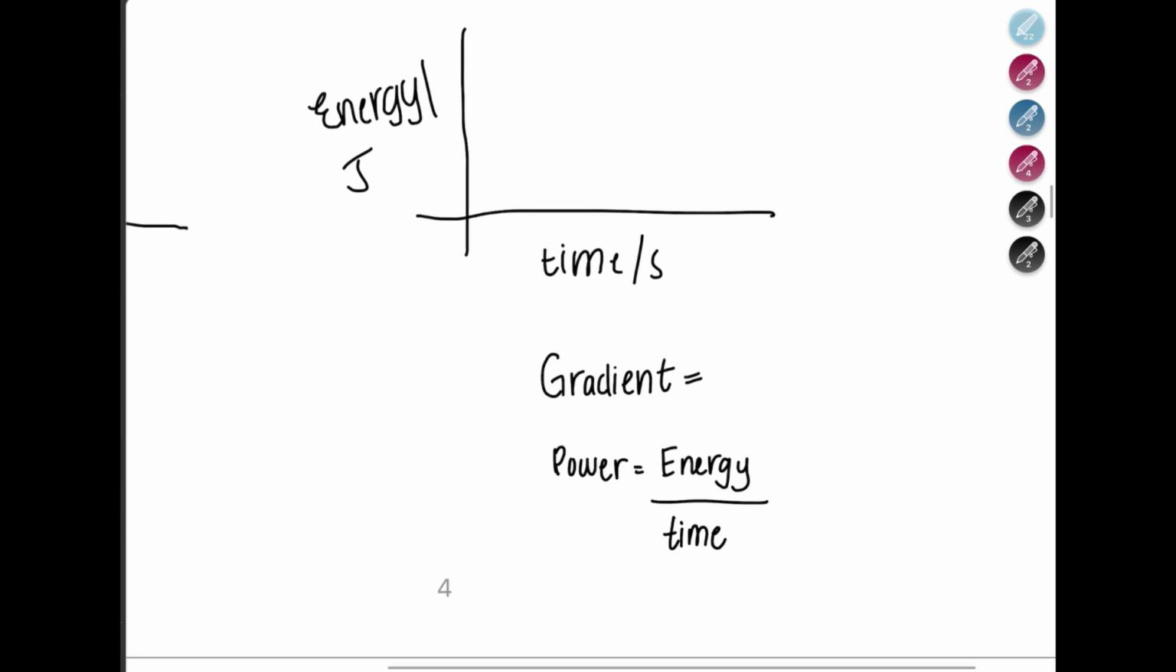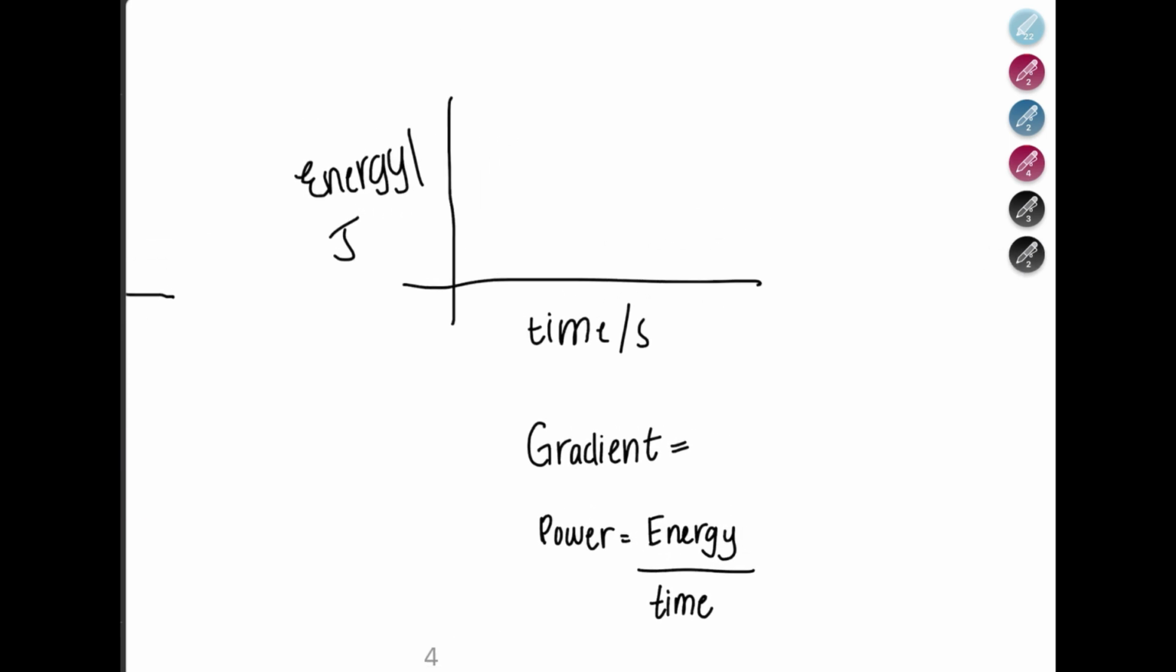Now, if you have an energy-time graph, let's say, for example, something like this. What does the gradient represent? Here, in this graph, we have y as energy and the x-axis is time. So energy over time equals power. Therefore, in this graph, gradient represents the power.